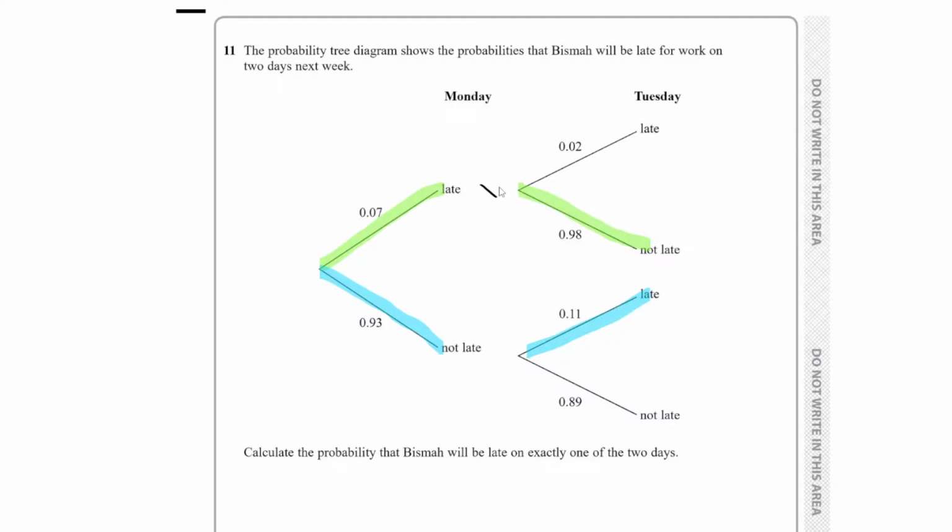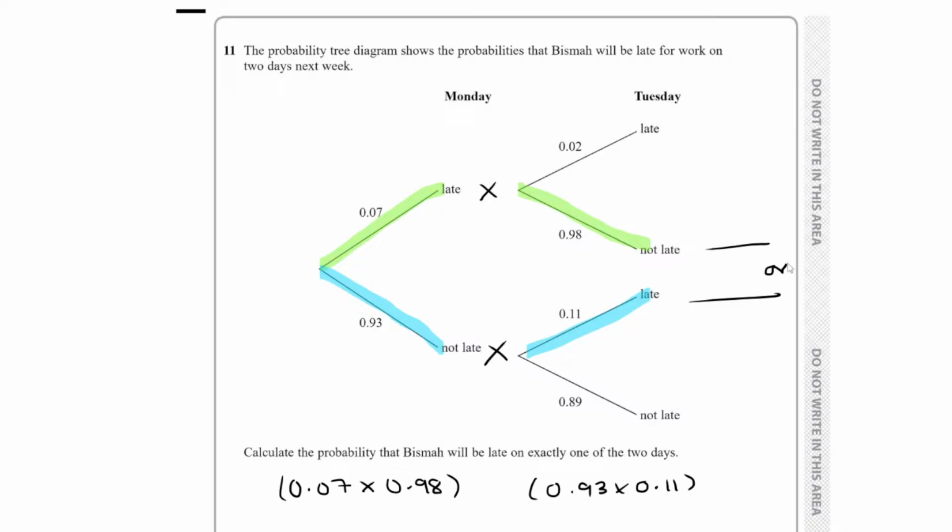So when we work with probability trees, we always multiply between the branches. So to work out the green, you would obviously do 0.07 multiplied by 0.98. And then to work out the blue, you would do 0.93 multiplied by 0.11. And then because we've technically got 2 answers, an option here, an option here, you can't do Monday and Tuesday twice. It happens only once. So it's either going to be late Monday, not late Tuesday, or not late Monday, late Tuesday.